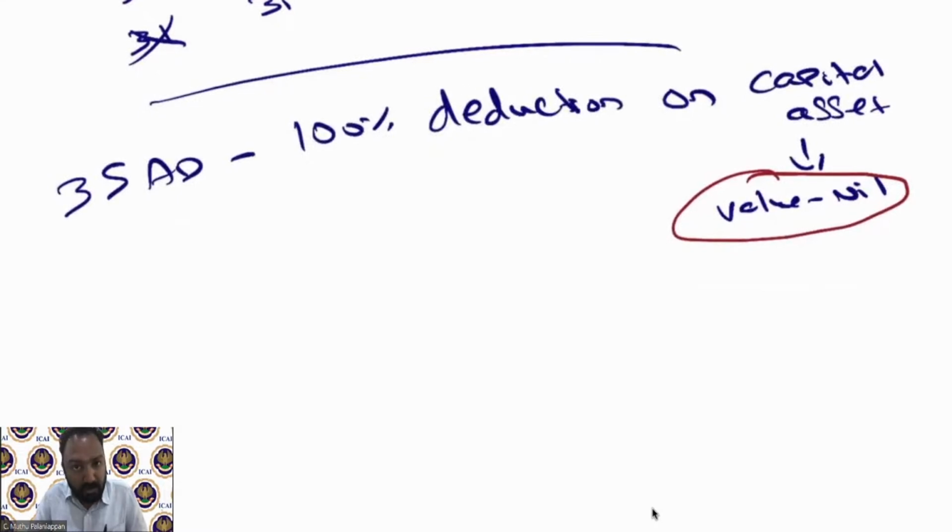Pranav, what if you are not claiming 100% under section 35AD? It is a mandatory section. The moment you have purchased an asset when you are doing a business under 35AD, you need to claim 100% deduction. If you have not claimed, it is a depreciable asset which will be taxable under capital gain.